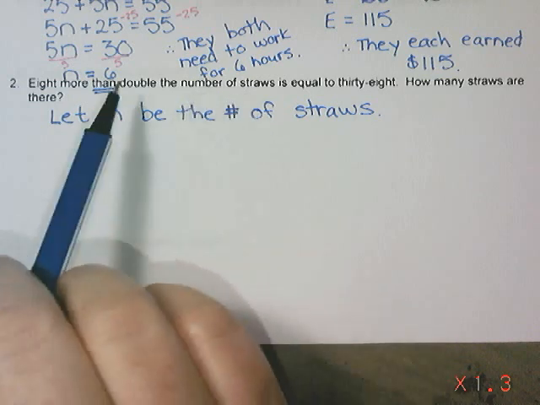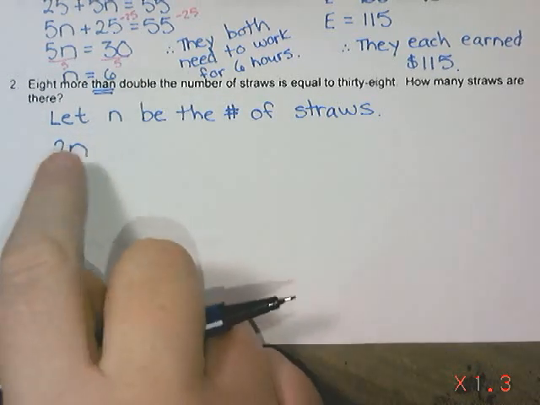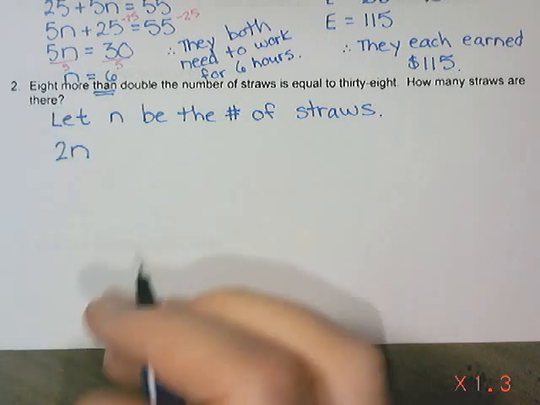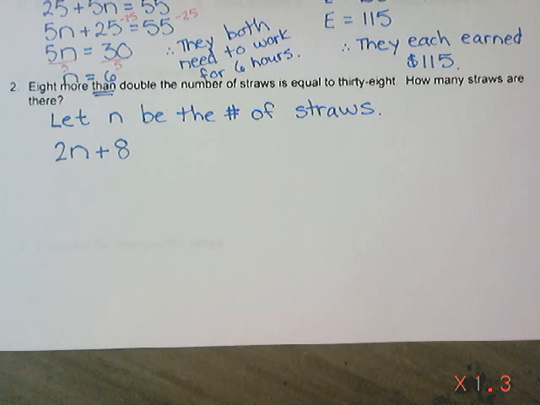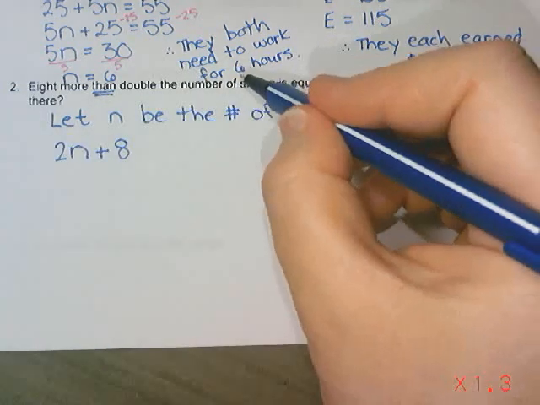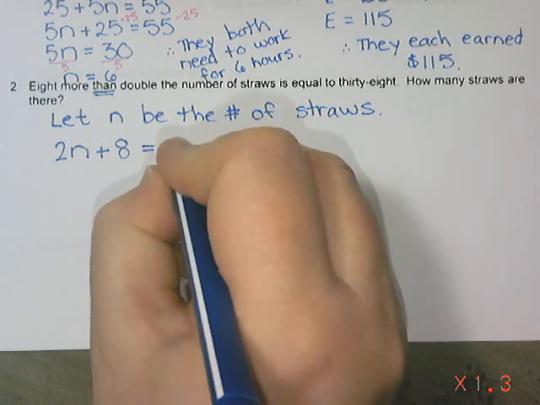So double the number of straws. Double means times 2, so that's going to be 2n, right? Because n is the number of straws. And then it's 8 more than that, so we're going to add on an 8. So 2n plus 8, that's 8 more than double the number of straws, is equal to, so that means equals, 38.